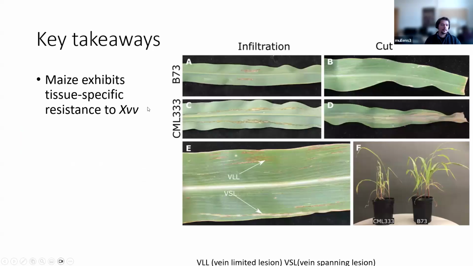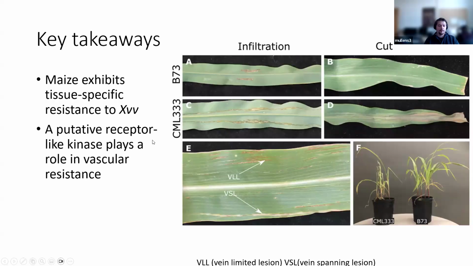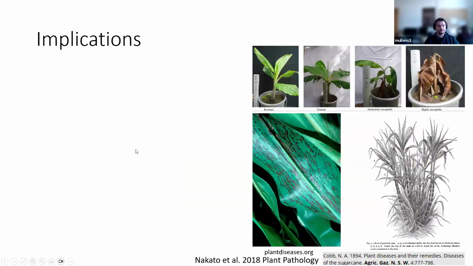So some key takeaways: maize exhibits tissue-specific resistance to XVV, and a probable LRR receptor-like kinase confers vascular resistance to XVV. And this has implications for other pathosystems as well.